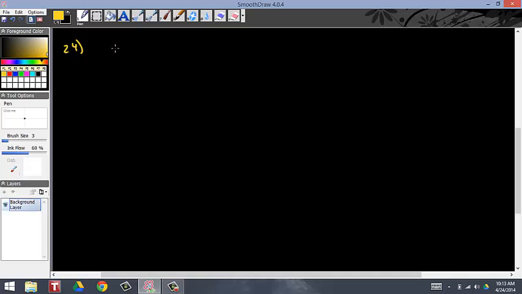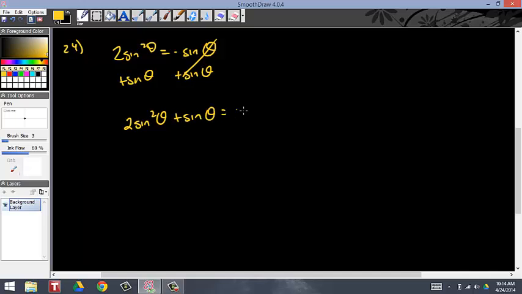24. So 2 sine theta, sine squared theta equals negative sine theta. Okay, so hopefully it's obvious. I'm going to add sine theta to both sides. So 2 sine squared theta plus sine theta equals 0.